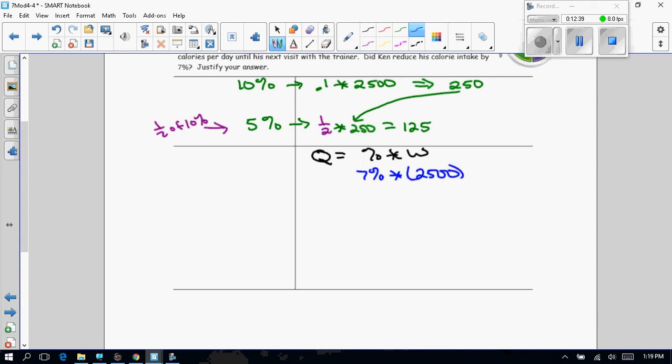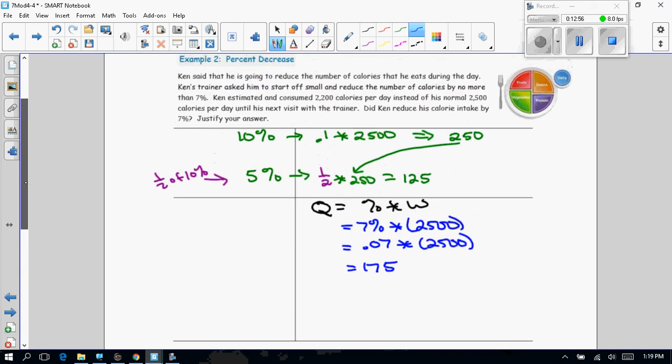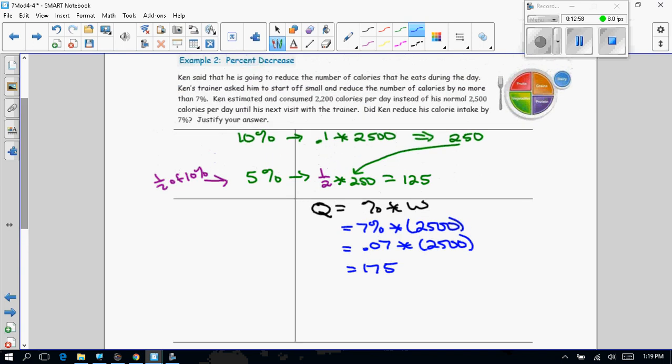Well, I can't work with the 7, so I've got to change that over to a decimal. So 0.07 times 2,500. And I find out that he should reduce this. That's 175 calories. What did the doctor say he should have, or the trainer say? The trainer said he should have no more than 7%, and he dropped it 2,000 to 2,200.